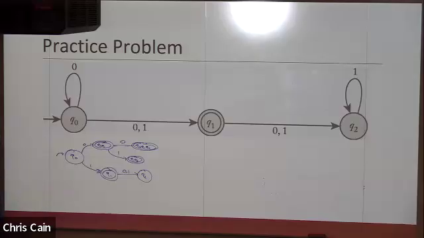Which one do we want to start with? Q0, Q1, Q2? That one's gonna be the fun one. So we can be anywhere, Q0 or Q1 or Q2. What are the set of states we could reach on a 0?